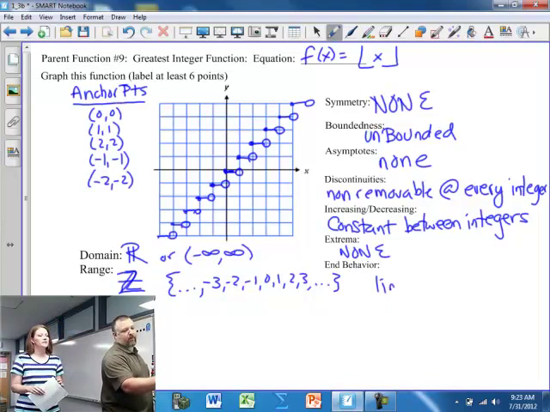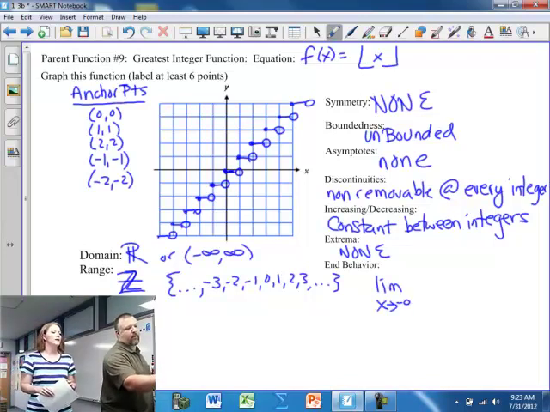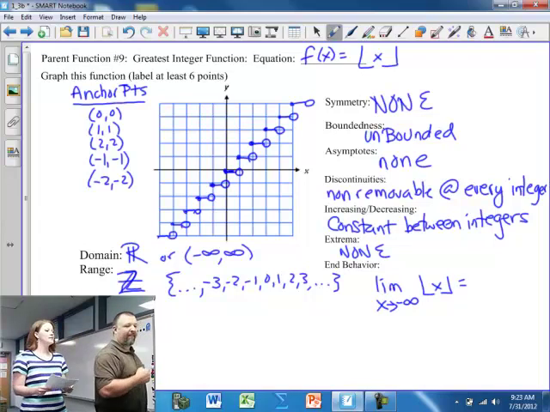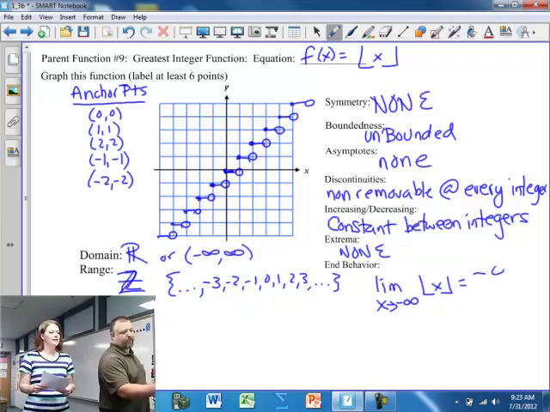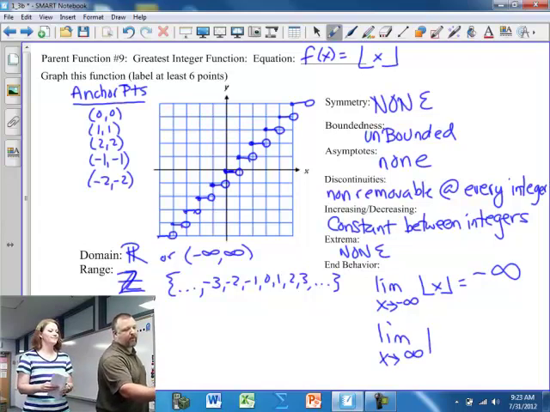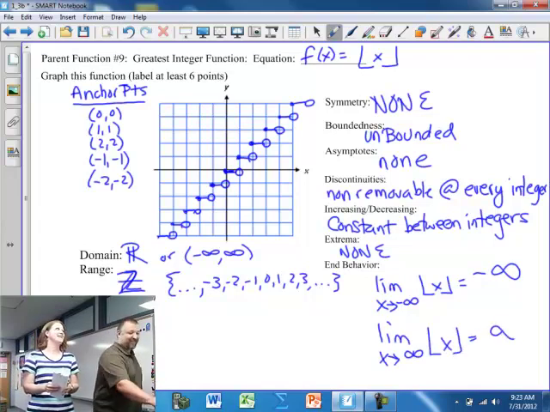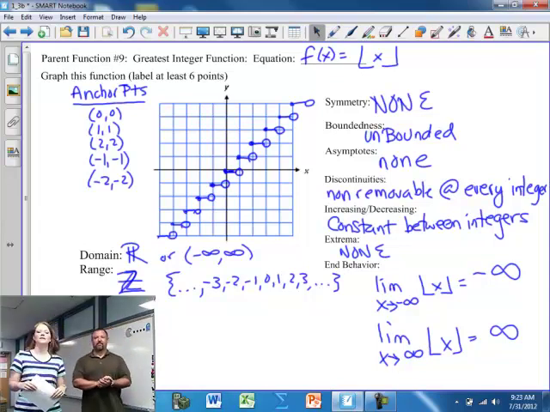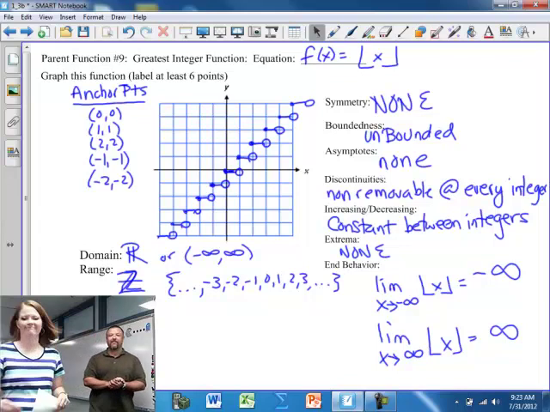So the limit, as x goes to negative infinity, of round down x, I don't know any other way to say that. It's a floor function. A floor function, thank you, is negative infinity. And the limit, as x goes to infinity, of that same function would be infinity. That's it. We'll do a little stretching and shrinking with this later on in the chapter. That'll do it for number 9.